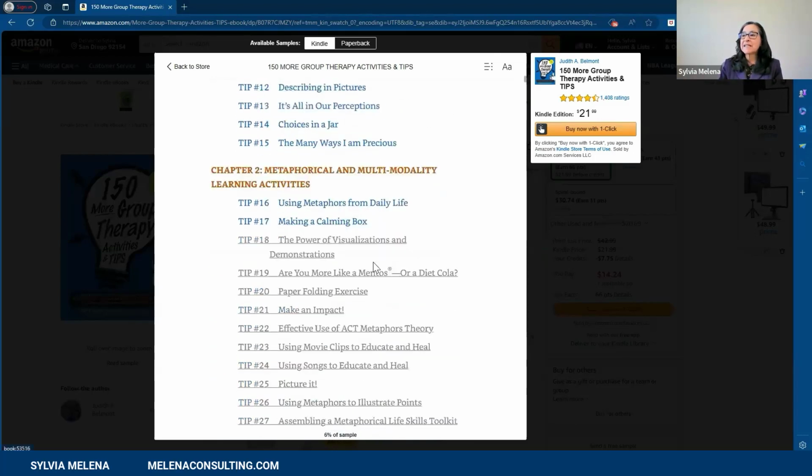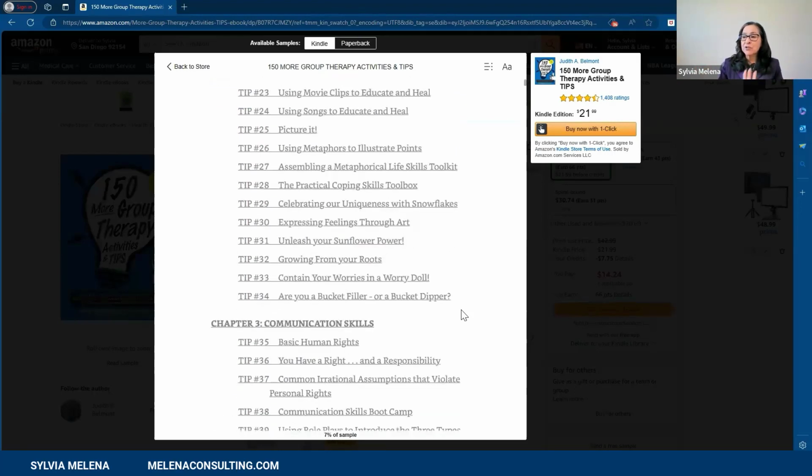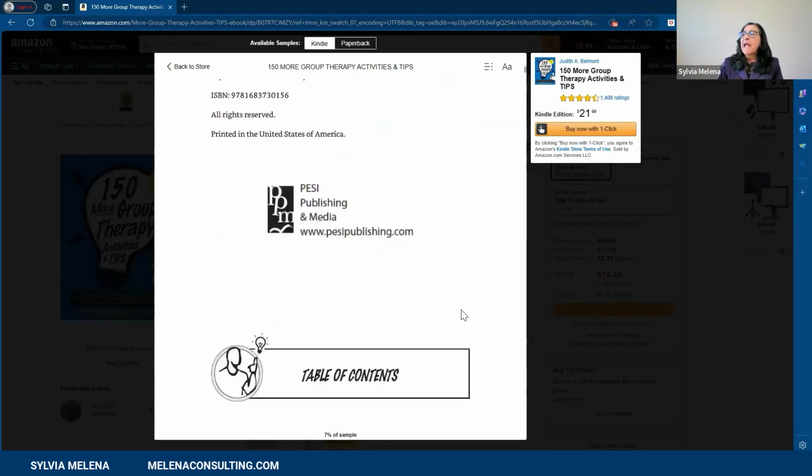And then she has a second chapter that groups the tips into topics. Chapter 2 is metaphorical and multimodality learning activities, tip 16, 17, 18, etc. So you see how she's organized.